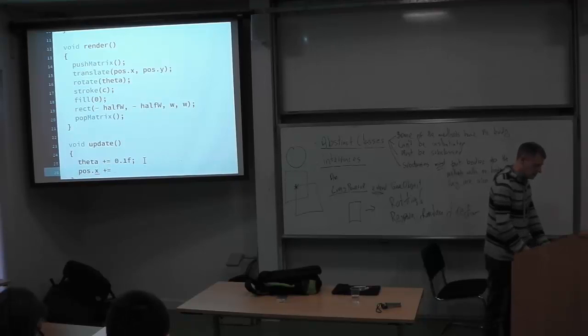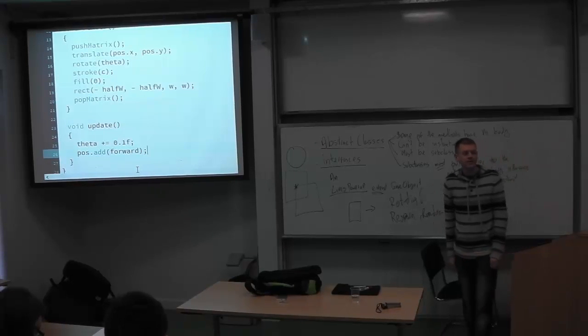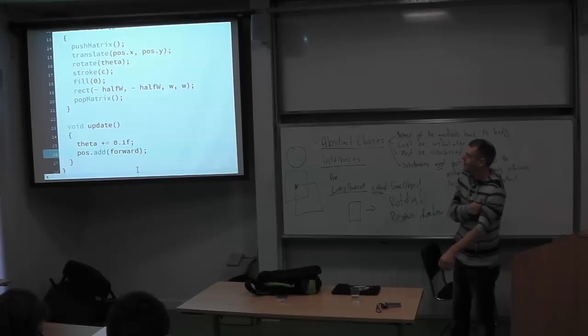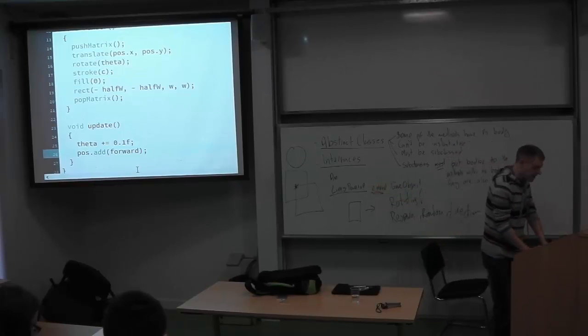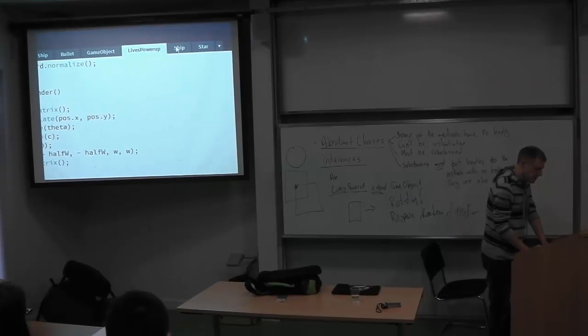Pos.x plus equals, or you can just do pos.add forward. That's a better way to do it. Then we're just using vectors, right? So I'm just going to add some vector to the object's position each frame, and I'm also going to do the theta thing.